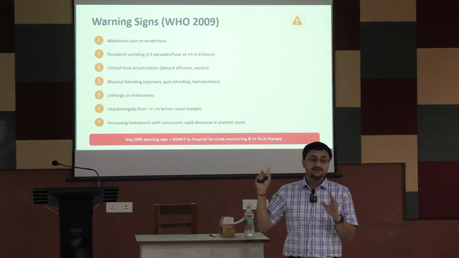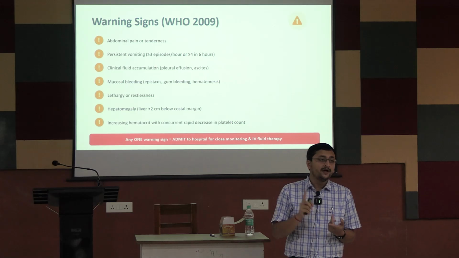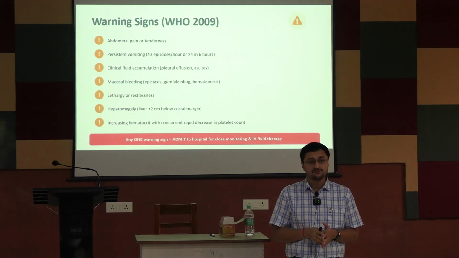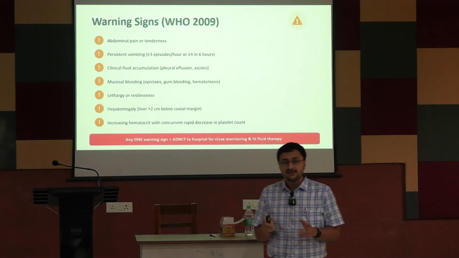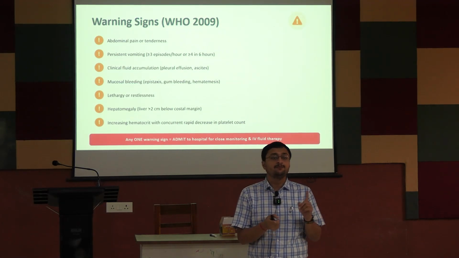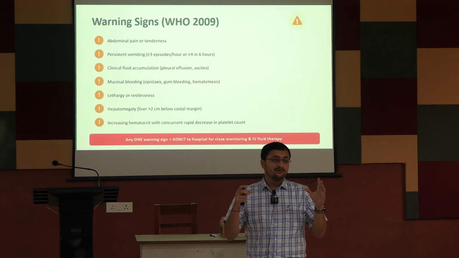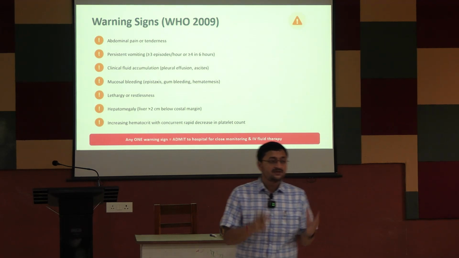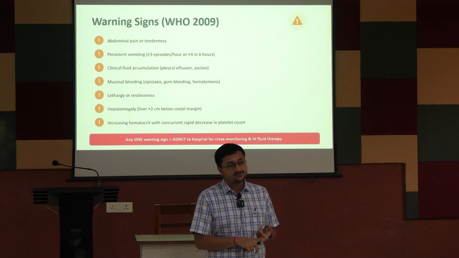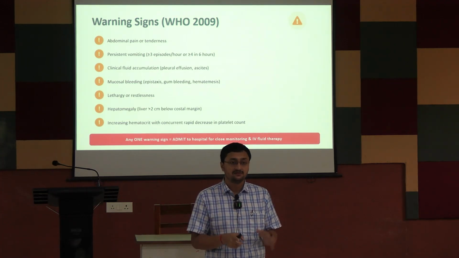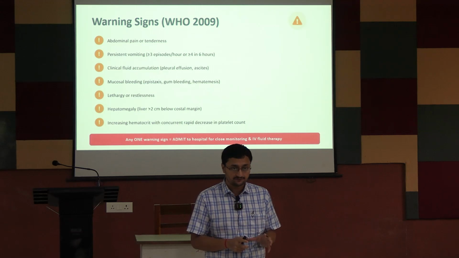This is a very important slide. You have to remember point by point. Okay. So what are the warning signs of dengue? This is as per the latest WHO guideline 2009. One is if the patient is having severe, persisting abdominal pain, or persisting vomiting, that means more than or equal to 3 episodes of vomiting per hour, or more than or equal to 4 episodes in 6 hours. So this is called persistent vomiting.